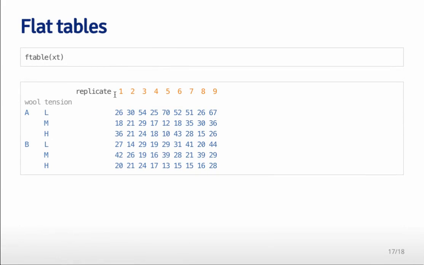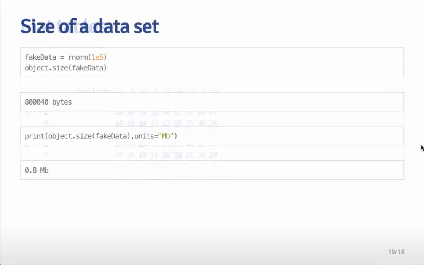You can make flat tables by taking the crosstabs that you made previously and applying the ftable command. And all that will do is it will summarize the data in a much smaller, more compact form, so it's easier to see when you have these large tables.